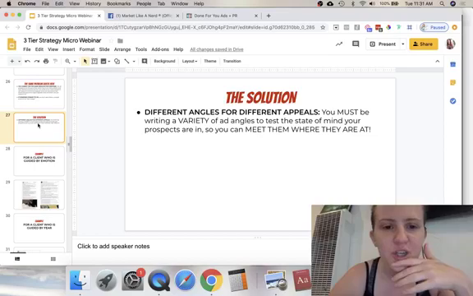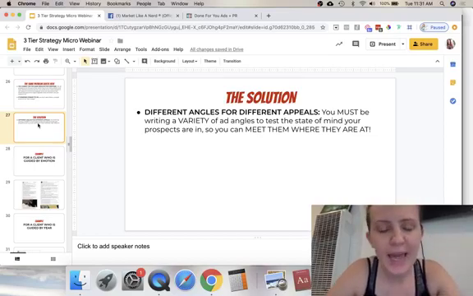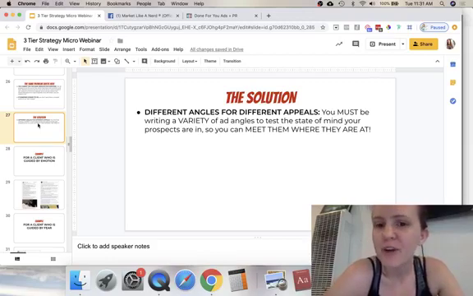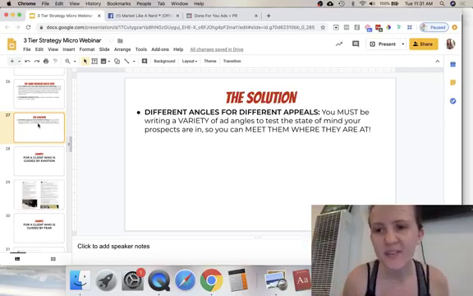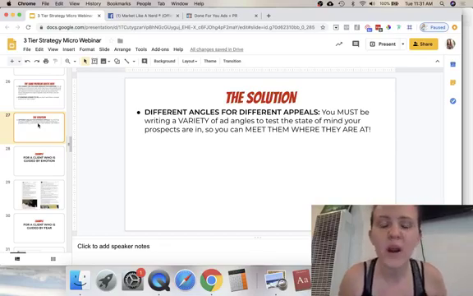So what you want to do is you want to try different angles to appeal to the different things that people might need to hear. You must be writing a variety of ad angles so that you can test the state of mind that your prospects are in and meet them where they are at and what they are going to respond to.